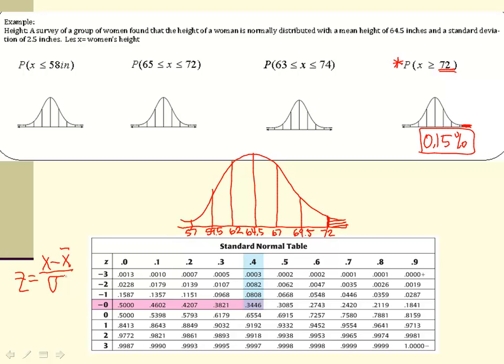We know 58 is like here-ish, right? And I want to know everything less than 58. So I can assume it's going to be under this 2.35%. I just don't know where. So here's what we're going to do. We're going to take a z-score.